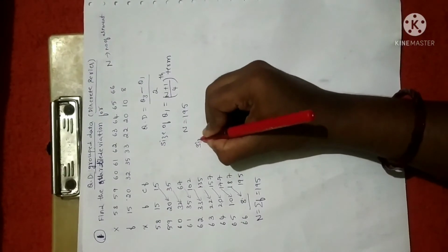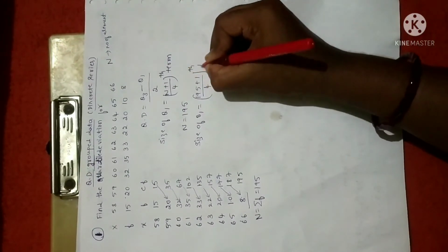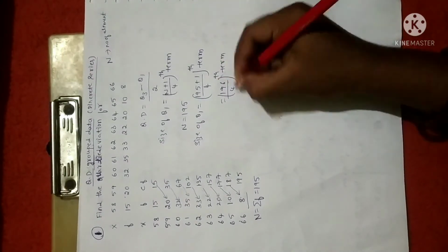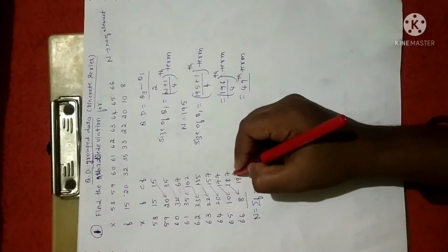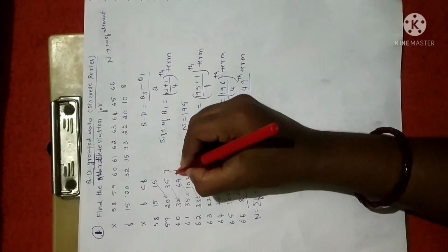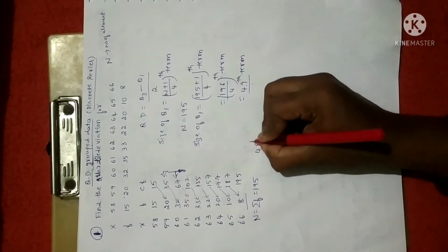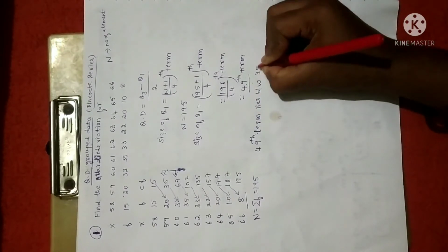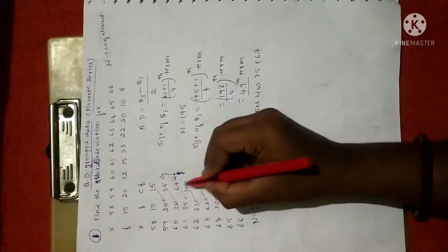Fine. So size of Q1 is equal to (195 plus 1) divided by 4th term. When you simplify, you get 196 divided by 4, so it is the 49th term. Now you have to look for this 49 in the CF column. Clearly, 49 lies between 35 and 67. So write this statement: the 49th term lies between 35 and 67. We consider the higher cumulative frequency.